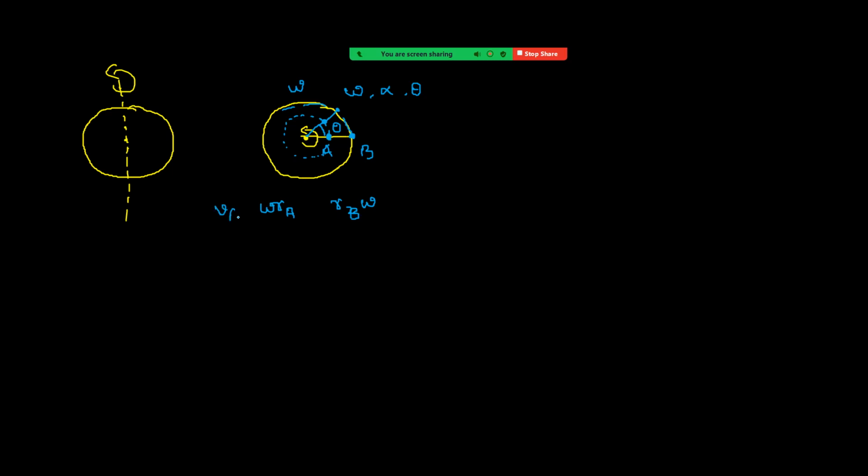This is the velocity of A, with direction along the tangent. This is the velocity of B, direction again along the tangent. So if you consider relative velocity, it will be normal to the line joining them. I am drawing here separately. This is velocity VA, which is equal to RA into omega. For B, the velocity VB is equal to RB into omega.